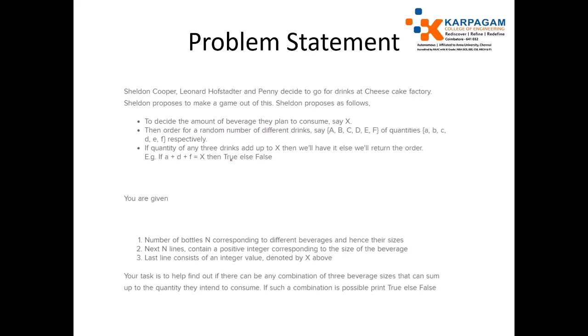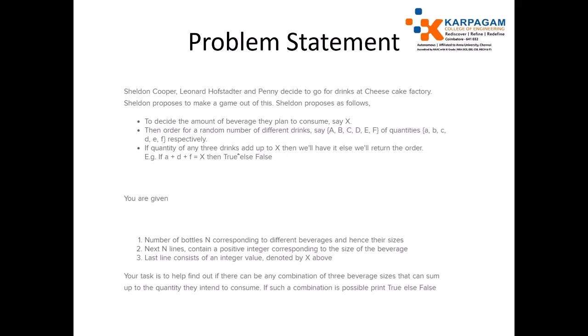The problem statement is: Hooper, Leonard, and Penny decide to go for drinks at C's Cake Factory. Sheldon proposes to make a game out of this. Sheldon proposes as follows. To decide the amount of beverage they plan to consume, say X, then order a random number of different drinks A, B, C, D, E, F of quantities A, B, C, D, E, F respectively.